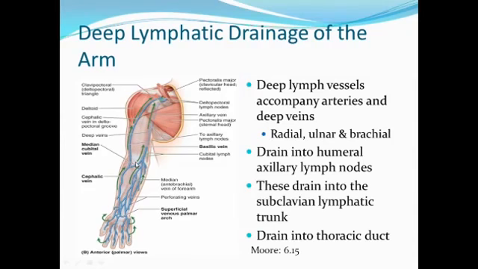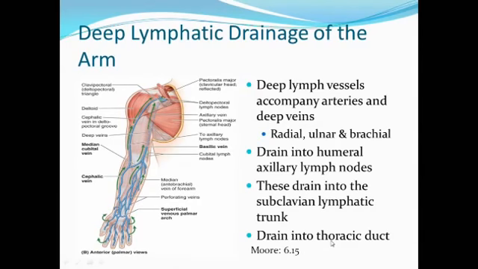These will drain into humeral and axillary lymph nodes, and progressively these lymph nodes and lymph vessels will drain into the subclavian lymphatic tract and eventually back into the thoracic duct. And the pathway from the thoracic duct includes returning the lymph fluid itself to the junction of the left internal jugular and the left subclavian vein, and henceforth back into the heart and circulatory cardiovascular system.